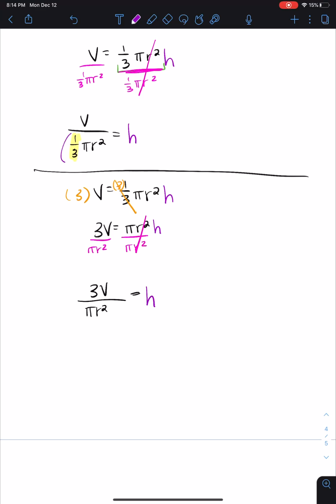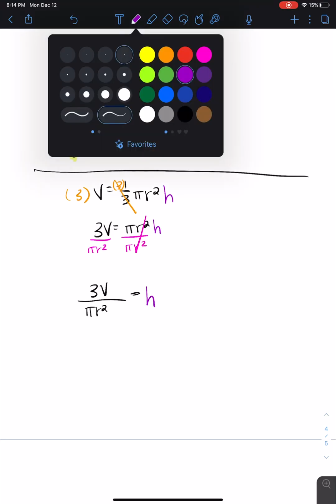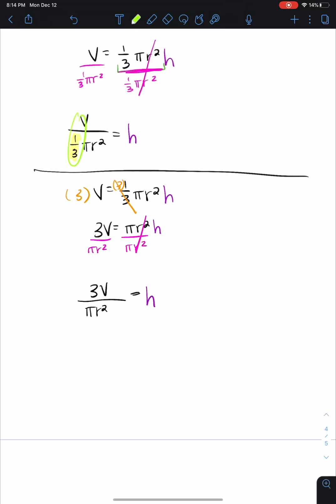So again, we can simplify this 1/3 like we see in this problem above, by changing it to be 3 in the numerator. So this could be simplified to 3 times v over pi r squared. So it would be the same thing.